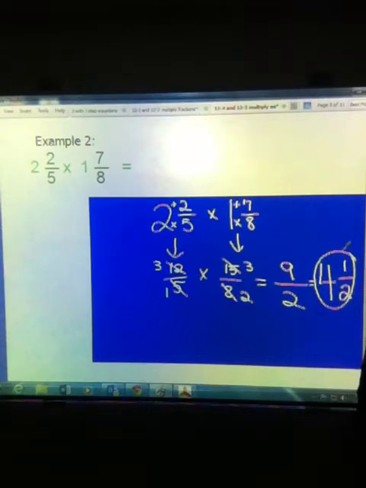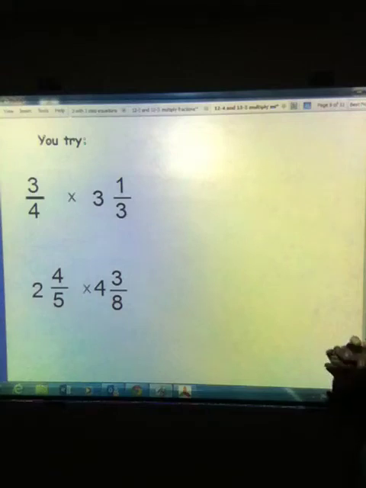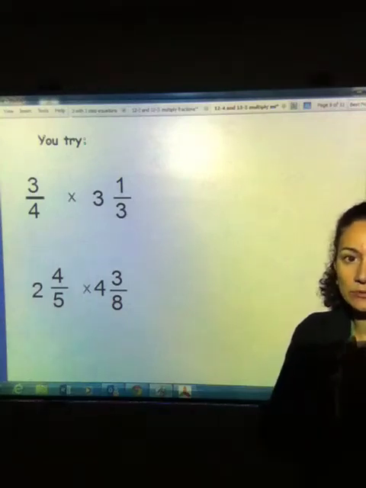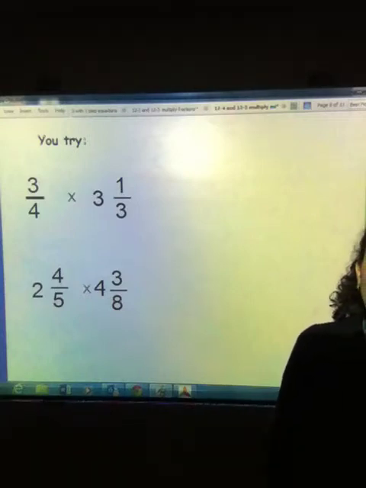Now I want you to try some. Feel free to pause the video if you haven't had a chance to copy down the notes. Try these 2 examples, pause the video, and unpause it when you're finished, and we'll check them together.